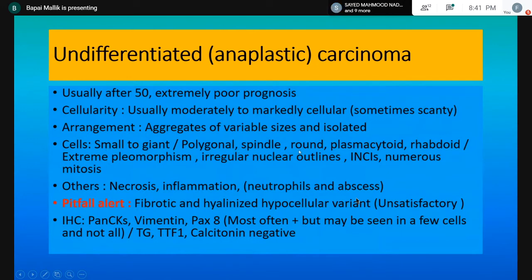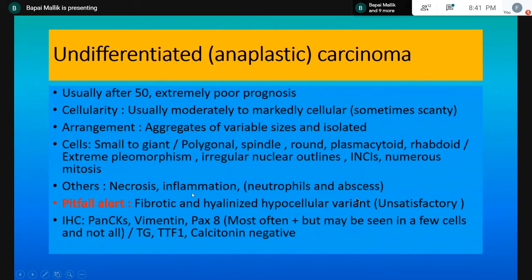Cells can be polygonal, spindle, round, plasmacytoid. There is a rhabdoid variant, which may look like oncocytic. They show extreme pleomorphism. You will never, ever miss them as a non-malignant lesion. They just look back at you. Irregular nuclear outlines may sometimes show intranuclear cytoplasmic inclusions, but I don't think that is going to be a problem because the amount of pleomorphism is so marked that you are not going to call it a papillary thyroid carcinoma. No, you won't.